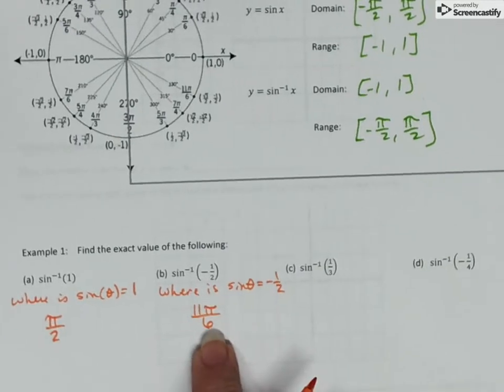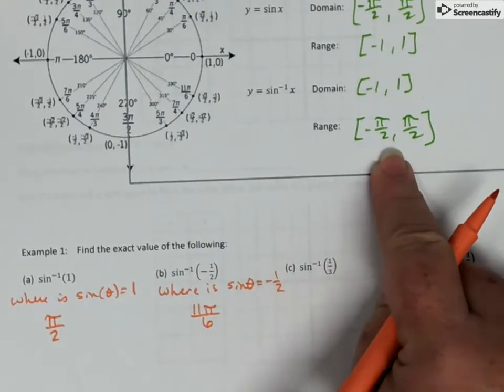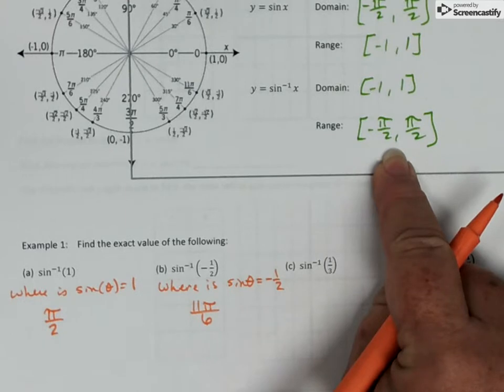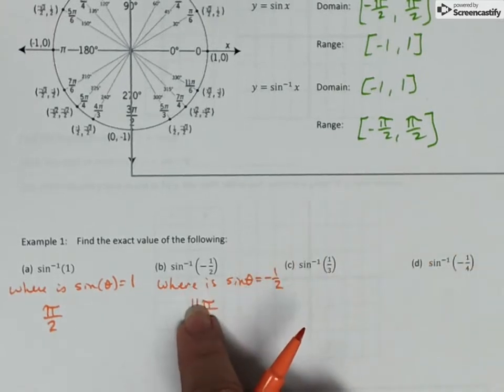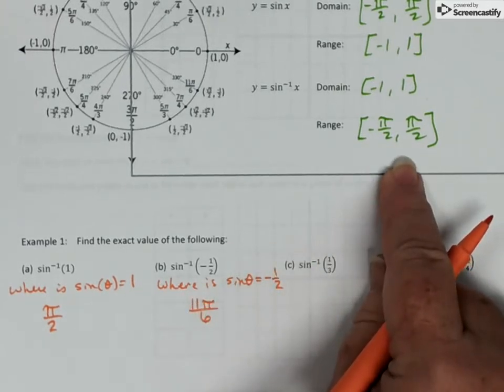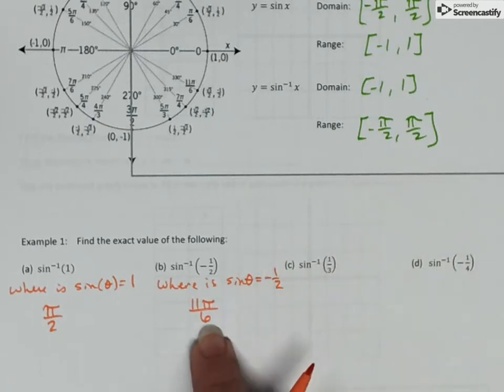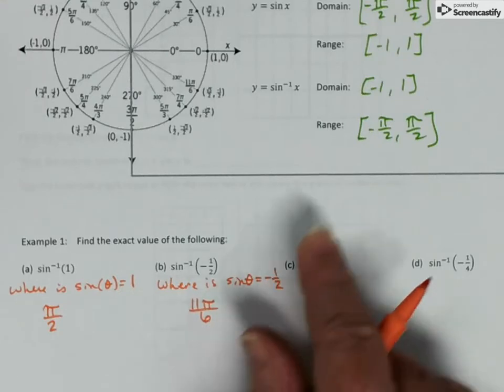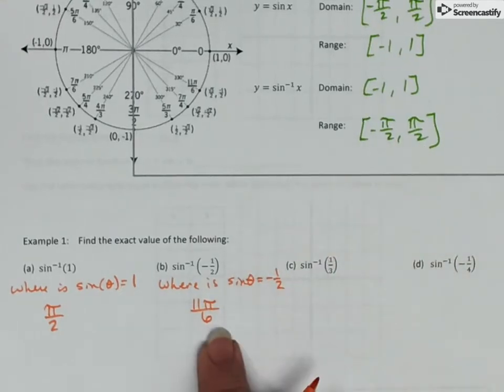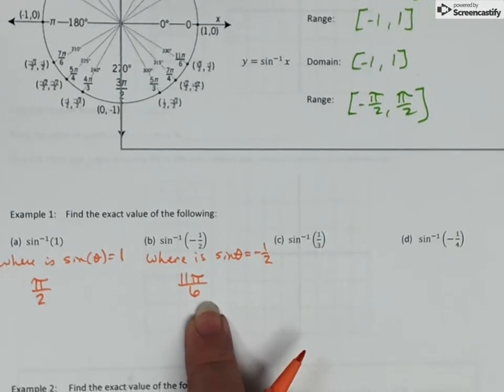And now I need you to ask yourself, is that in the range? Is 11 pi over 6 in between negative pi over 2 and pi over 2? And it's not. And since it's not, I need a coterminal angle. This is not the answer to the problem. But instead, I'm going to need a coterminal angle that is in that range. I'm in the right quadrant, I'm just in the wrong range.